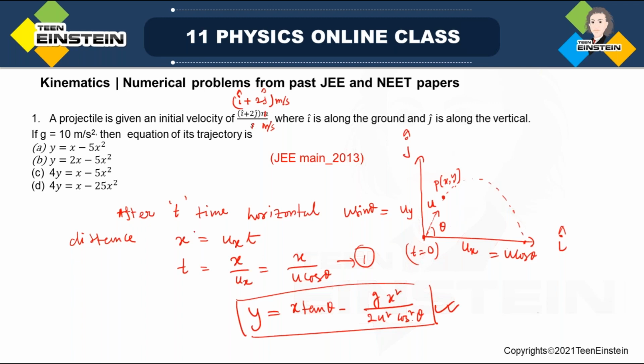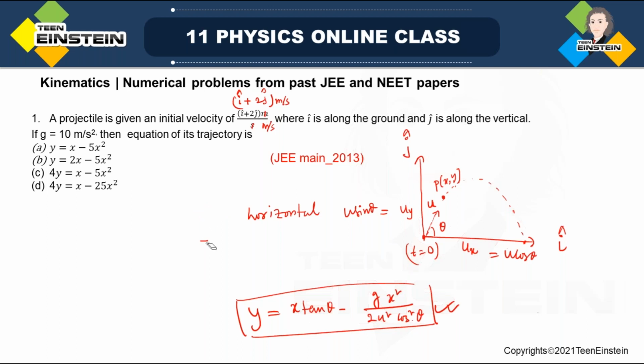Now what I'll do, I'll just remove this part and I'll try to solve this problem using this formula, because in a numerical problem we have to just put the things. Let my figure be here itself so that I can understand. So here the velocity is i cap plus 2 j cap. That means what is ux here? Ux is 1 meter per second and uy is 2 meter per second.